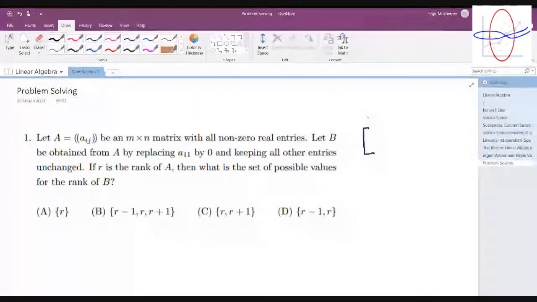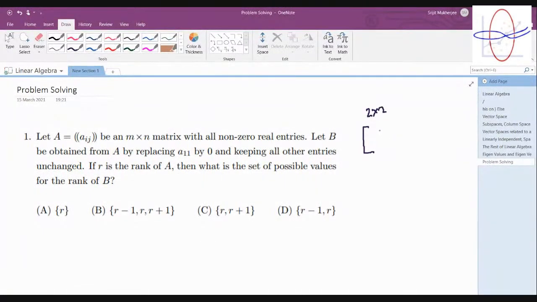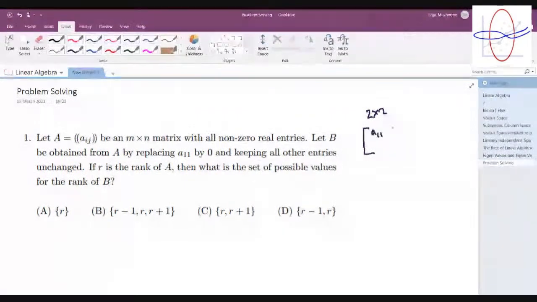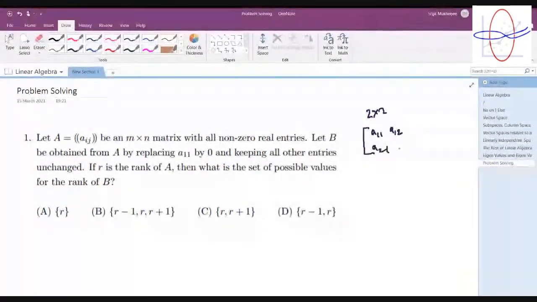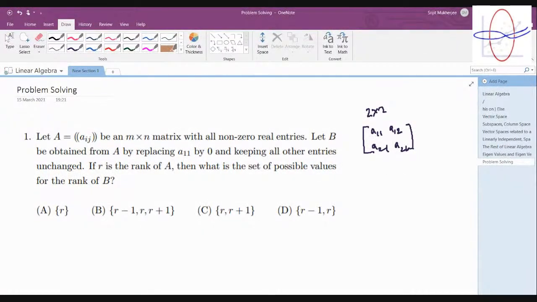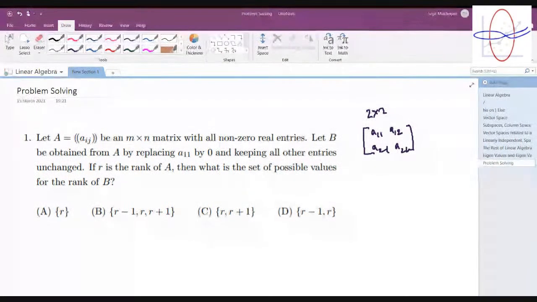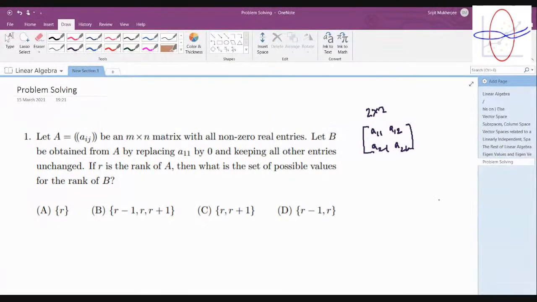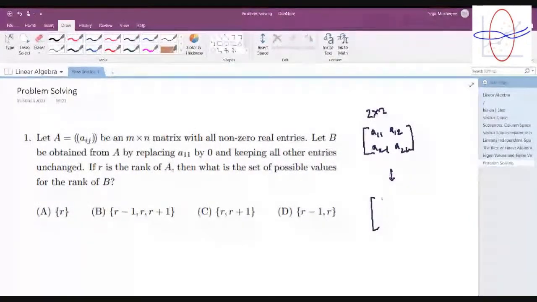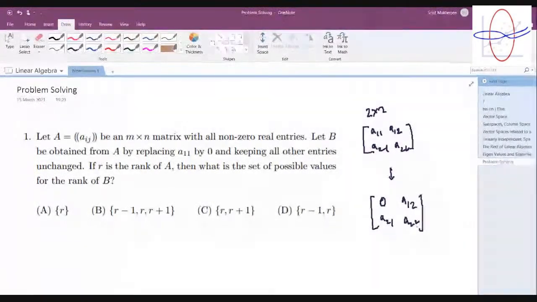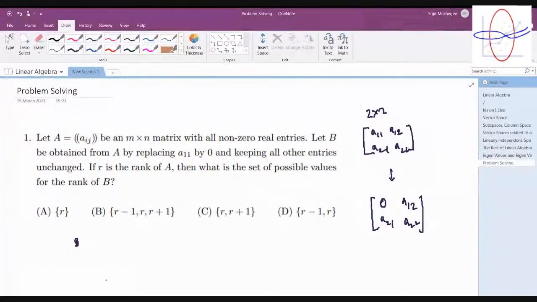Let's take a 2x2 matrix and see what really happens. We have A11, A12, A21, A22, and we are replacing A11 by 0, so it becomes 0, A21, A12, and A22. Observe this very carefully. What is the rank? The dimension of the span. So essentially, what is the rank of a matrix, how can we define it?